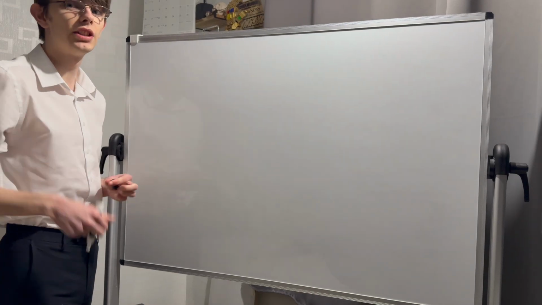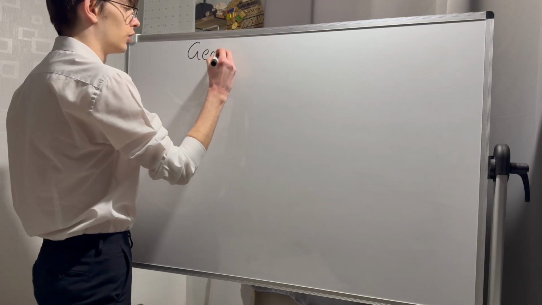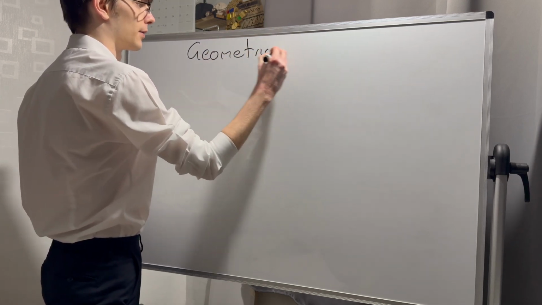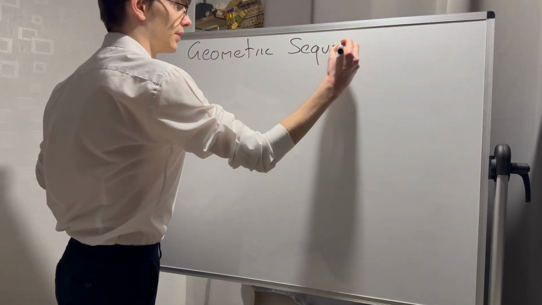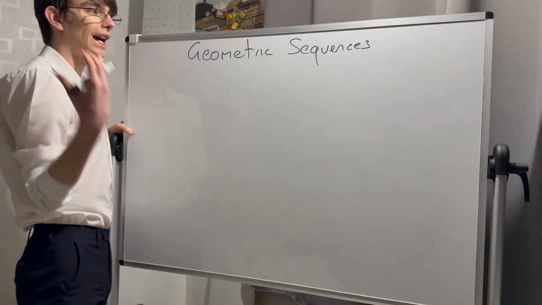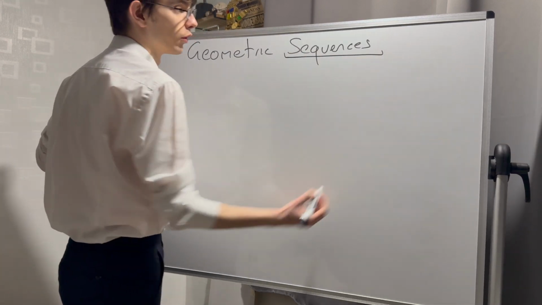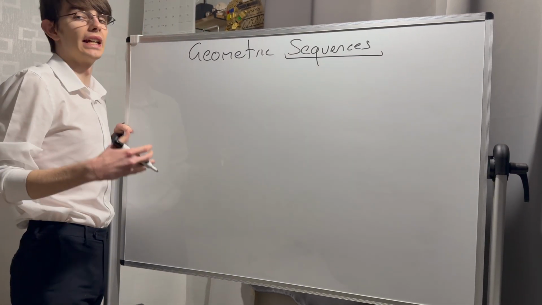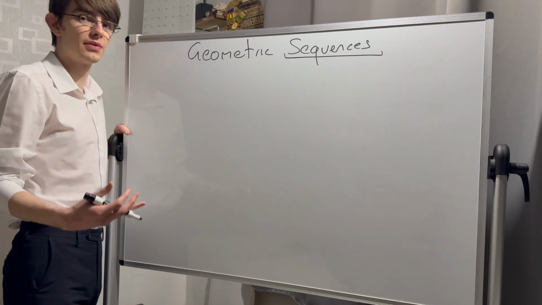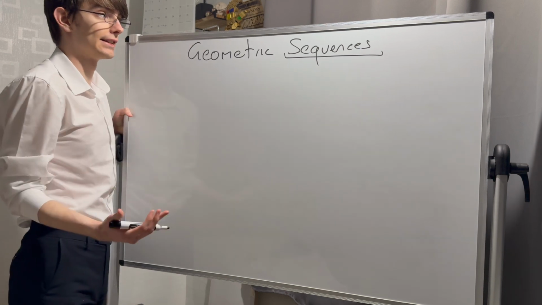Okay, let's now continue our discussion of sequences and series by moving on to geometric sequences. Okay, so as before, clues are in the name here. So sequences, as we already know, means just a list of numbers. We're not adding them together, we're not multiplying, we're not doing anything to the numbers, we just have a list.